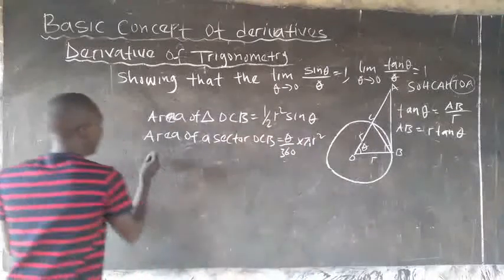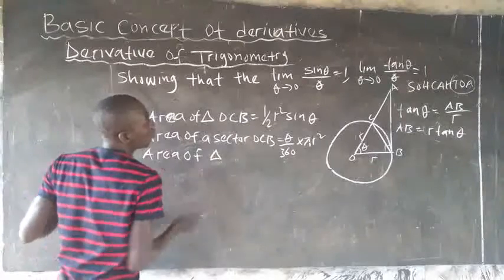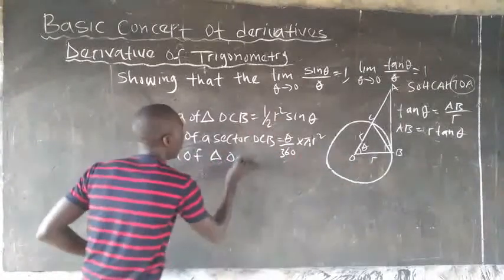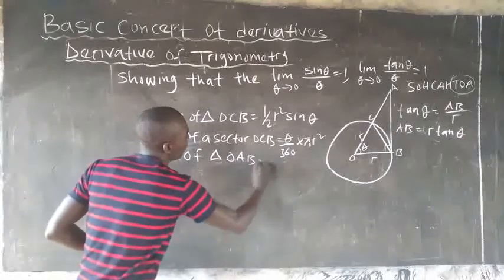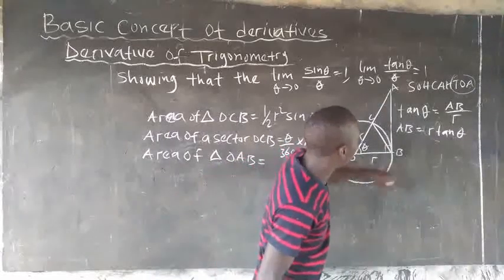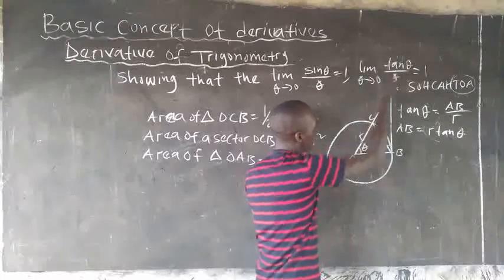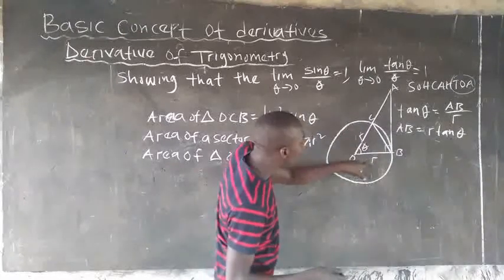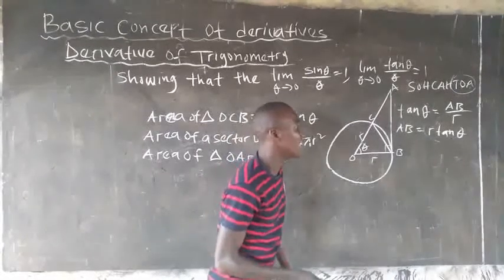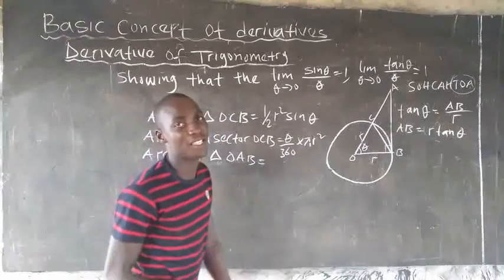of triangle OAB. Area of triangle OAB, which is equal to what? Don't forget, this is the height of the triangle and this place is the base. So don't forget, the area of a triangle when the height is given and the base is given is half base times height.